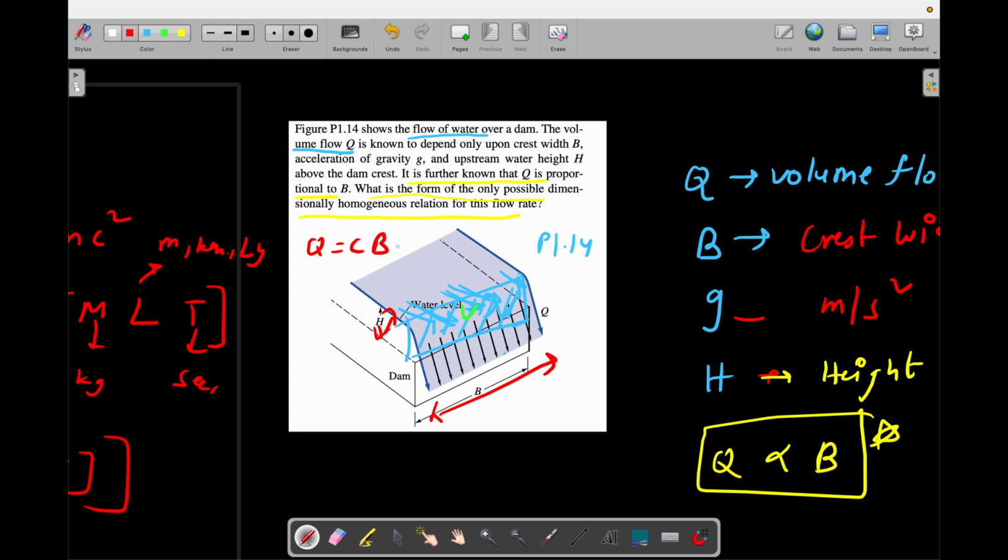b, root g, root h cube. This is how you solve the problems of dimension analysis or any of the problems. This is the basic concept I wanted to present today.